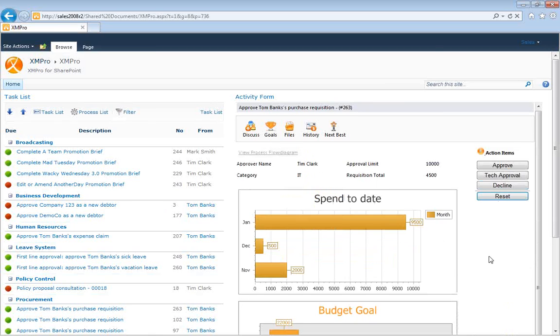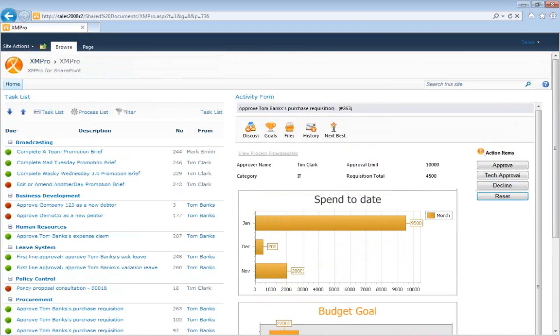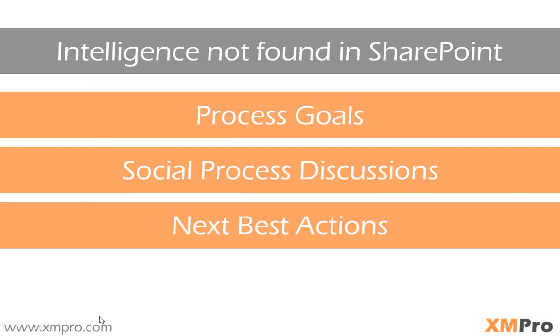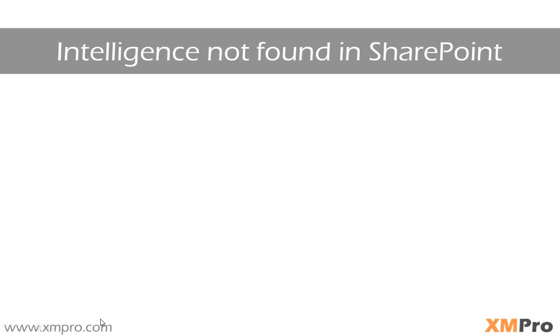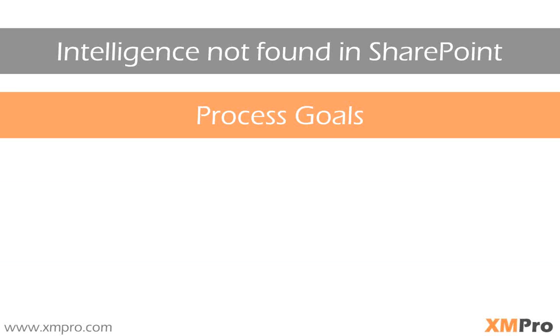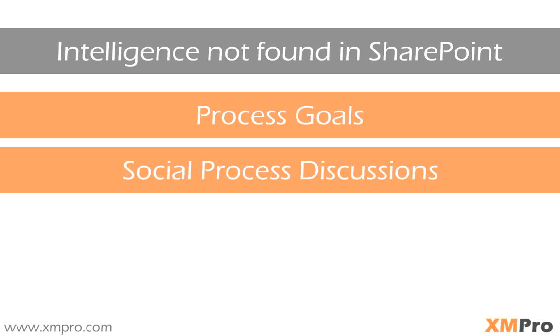So if we close that again, and I bring this back to SharePoint, let's take it from the top. So intelligence not found in SharePoint. Process goals: KPIs you define at a process level which provide context information to the user. Second, social process discussions: discussions around a specific transaction or around a specific process, process improvement, process enhancement.